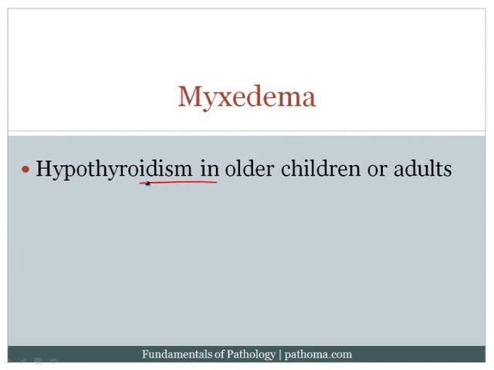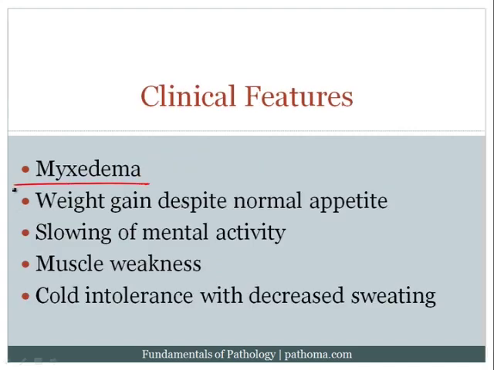Myxedema is hypothyroidism in an older child or adult. Clinical features here include myxedema. Myxedema again refers to the fact that the tissue appears edematous. However, instead of having fluid, it has a dough-like consistency to it, and that's due to an increase in glycosaminoglycans in the skin and the soft tissues, especially in the larynx, giving them a deepening of their voice, and in the tongue. And those are two classic areas for board examinations. Again, the larynx giving deepening of the voice and an enlarged tongue.